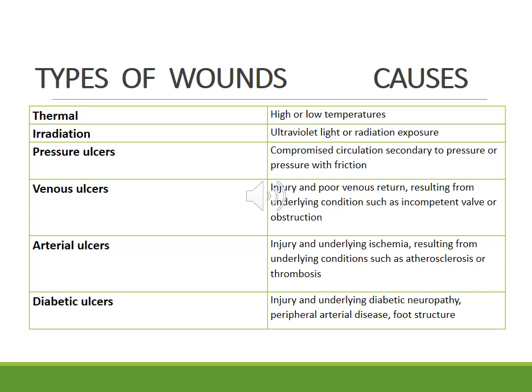Venous ulcers, when we have injury and poor venous return resulting from underlying conditions such as some type of heart valve incompetency or obstruction, we will see wounds possibly happening. Arterial ulcers are injury and underlying ischemia resulting from underlying conditions such as thrombosis. And again, the next slide will have some pictures for you to visually see that. And then diabetic ulcers, we get that injury and underlying diabetic neuropathy where they lose sensation, but they have some peripheral arterial disease, and it affects their foot structure.